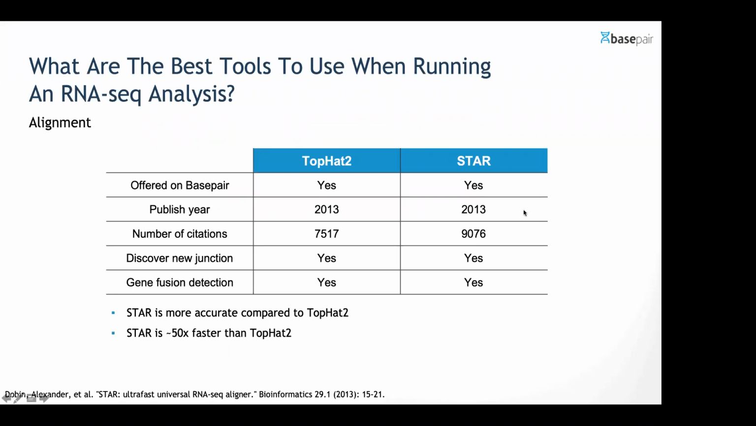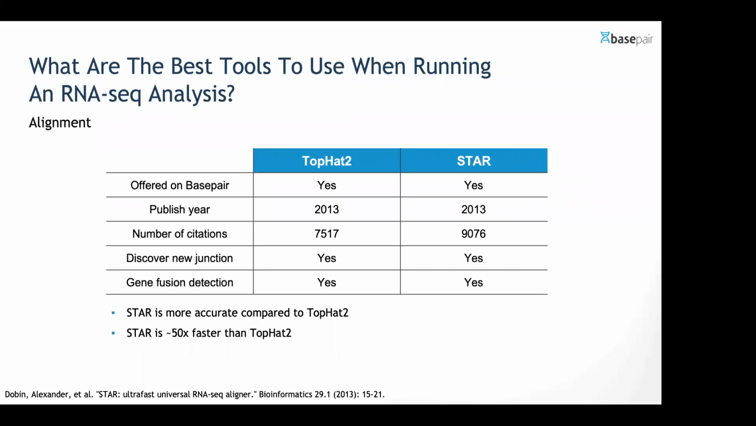As I mentioned earlier, back to this presentation, we offer two different alignment pipelines, one being Tophat 2 and the other being STAR. And this is a simple table showing some basic comparison among them, when they were published and how often they're cited, and some key features of them. In addition to alignment, they also can discover novel junctions for your genes, and both of them offer modules for gene fusion detection. So they can do a variety of things.